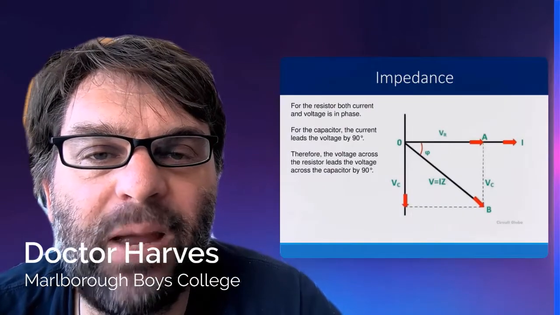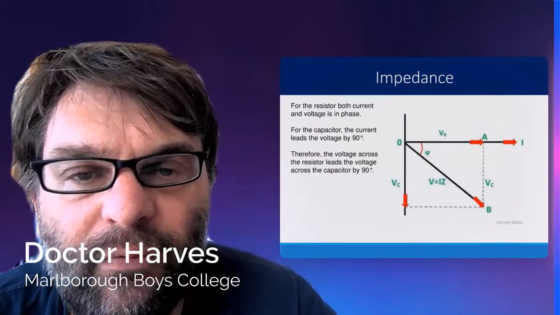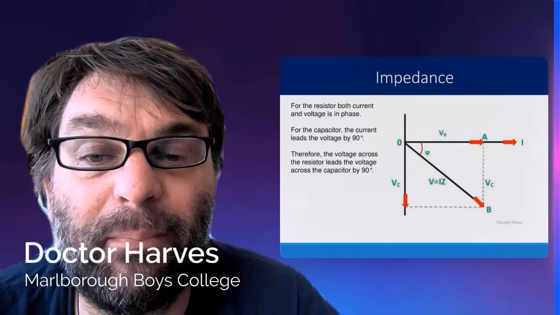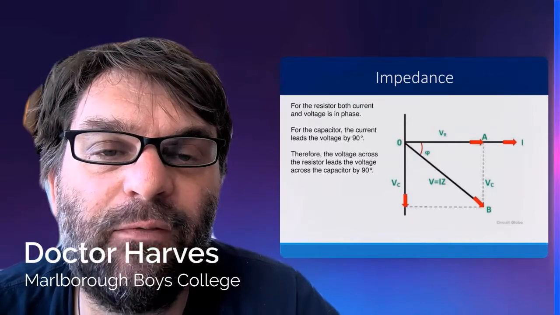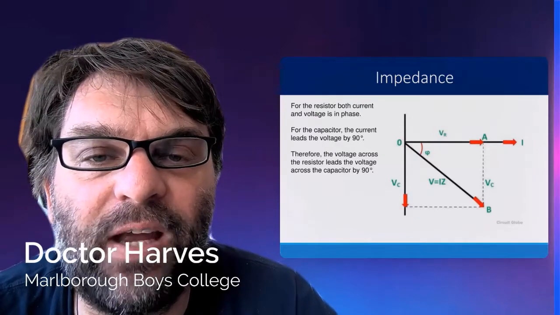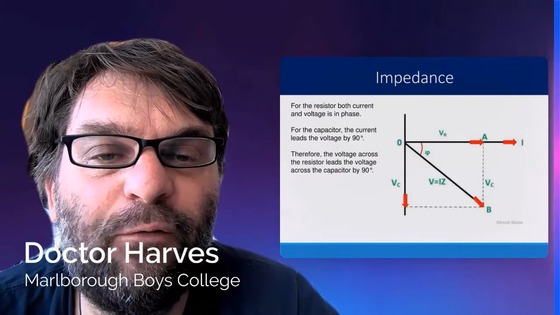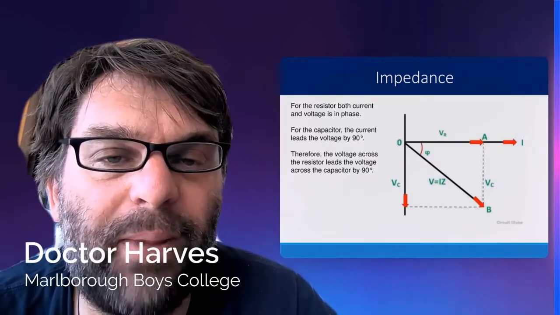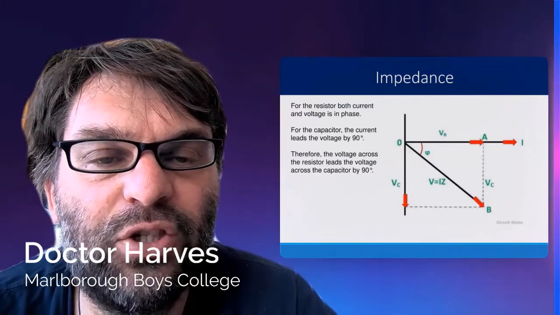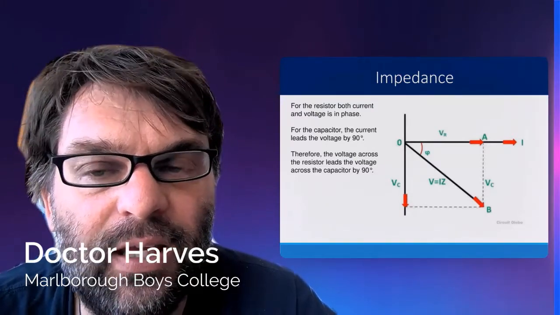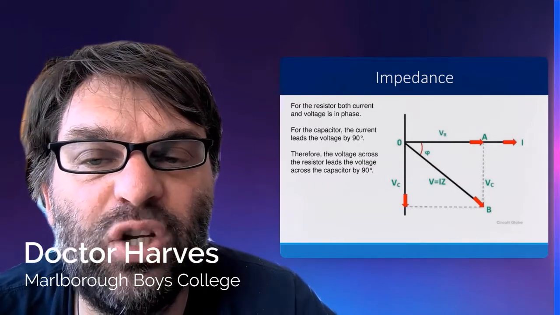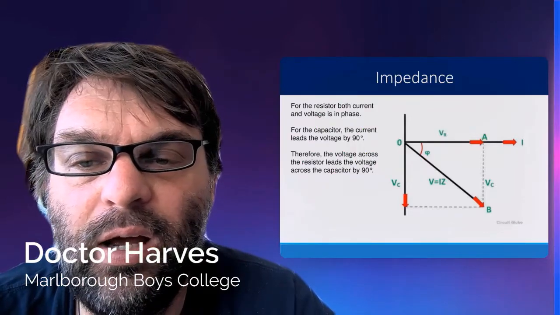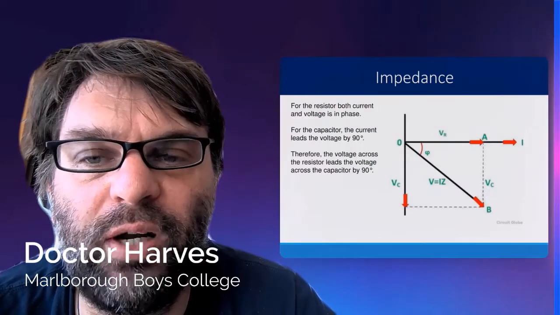And this impedance can be calculated because for a resistor, as we've seen earlier, the current and voltage are in phase, but for a capacitor, the current now leads the voltage by 90 degrees. So you can set up a vector diagram as shown. Therefore, the voltage across the resistor leads the voltage across the capacitor by 90 degrees. So that means you can have VC going down, the voltage across the capacitor 90 degrees out of phase with the current running through the resistor, and also the voltage across the resistor.